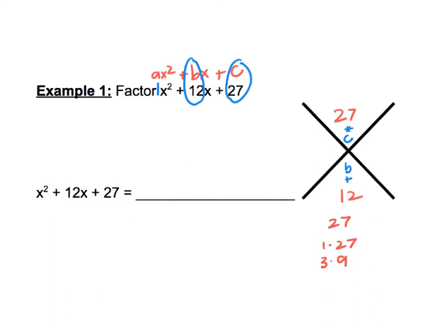And I'm looking for 2 of these numbers that add to 12. Well, I know 1 plus 27 gives me 28. 3 plus 9 gives me 12. So my 2 factors here are going to be 3 and 9.